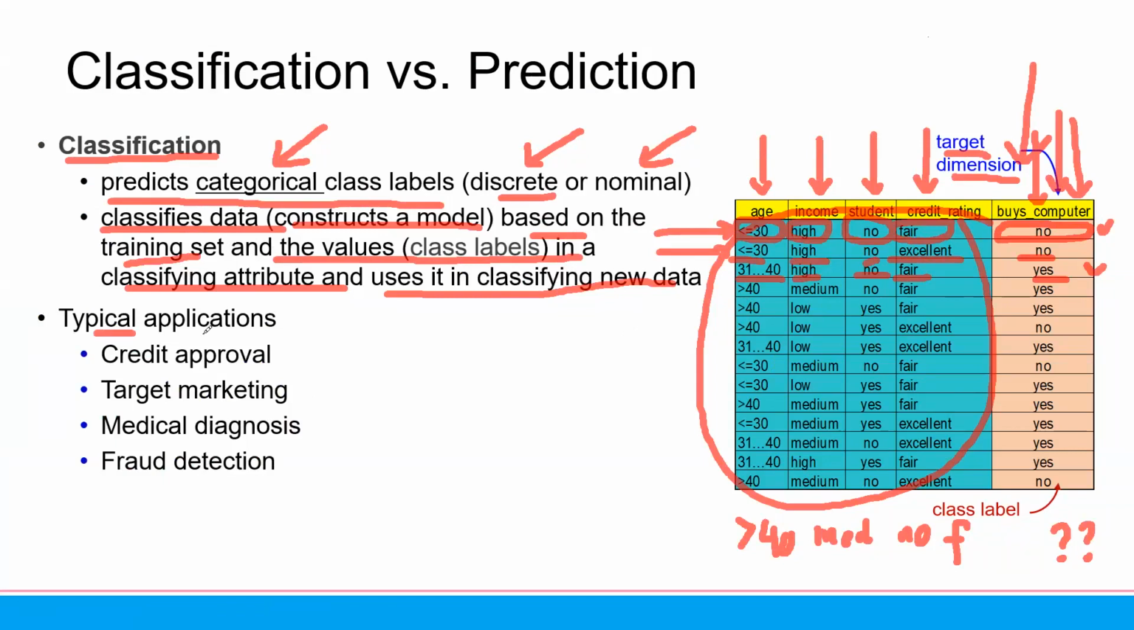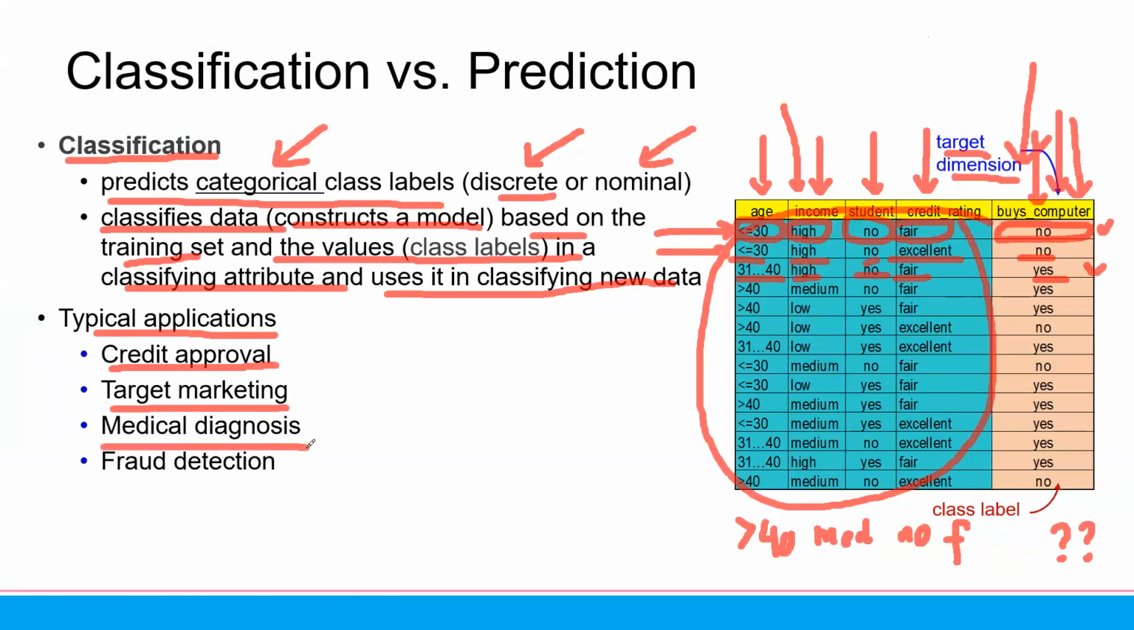So some typical application is credit approval. So the credit approval, it will have like yes, no. So if you apply for the credit in the bank, they will approve or not approve. And then target marketing. So if you are a potential customer, okay, so there will be some customer profile, age, and your income or maybe your status, your job, and etc. So they will determine whether you are a good customer or bad customer.